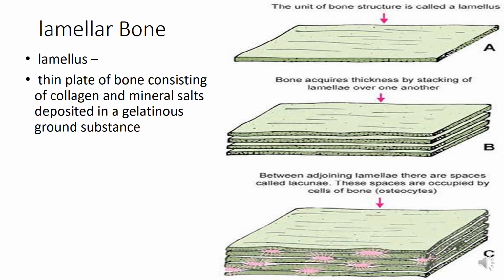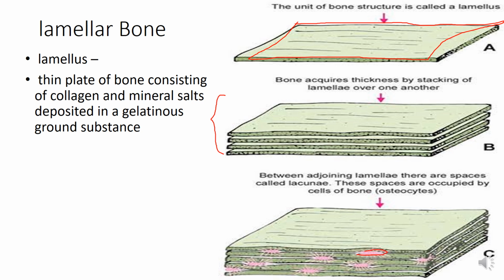Now this is a lamellar bone. Lamellar bone is the mature bone, and the basic unit is a lamella. So you can see this is a lamella. It is a thin plate of bone formed of collagen and mineral salts deposited in a gelatinous ground substance. As the bone acquires thickness, there occurs stacking of lamellae. One lamella is stacked over the other, and between adjoining lamellae, spaces are formed.